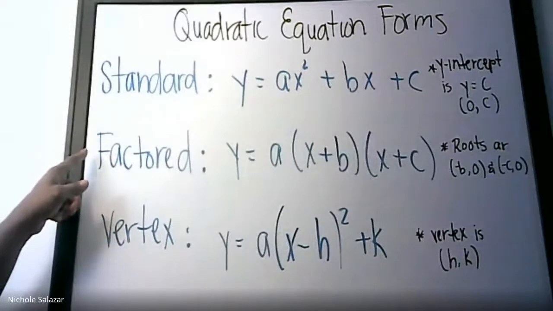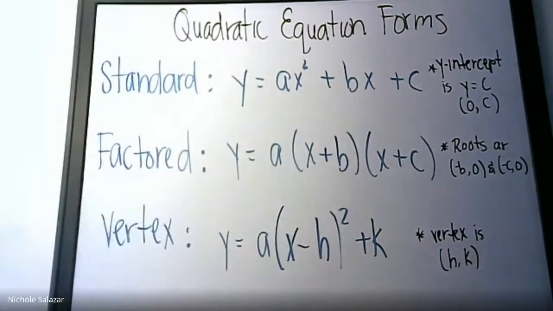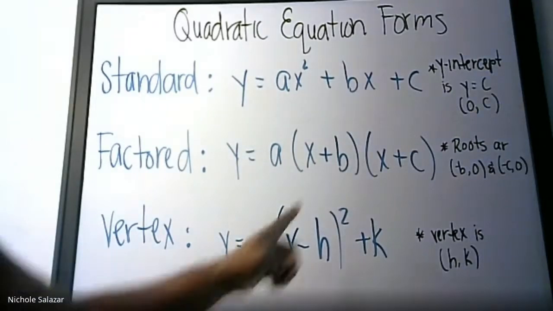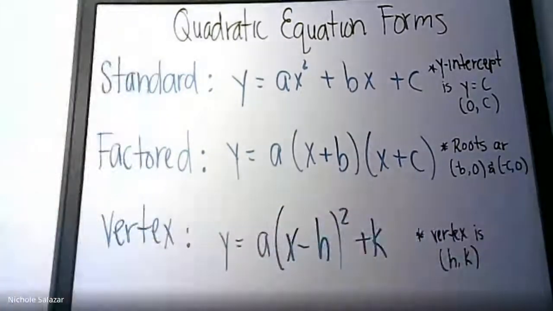We also have dealt with factored form, y equals a times (x plus b) times (x plus c). On that one, we are given the roots right away. So the roots are the opposite of this b and the opposite of that c, which is what I wrote right here, -b and -c.